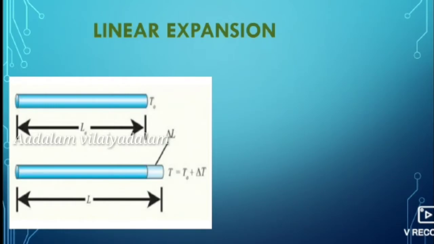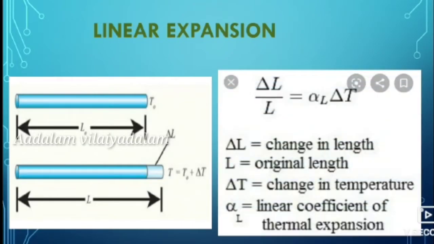Coefficient of linear expansion is defined as the ratio of increase in length of the body per degree rise in temperature to its unit length. It is denoted by the symbol alpha L, and the SI unit of coefficient of linear expansion is Kelvin power minus 1. This is the calculation for the coefficient of linear expansion.